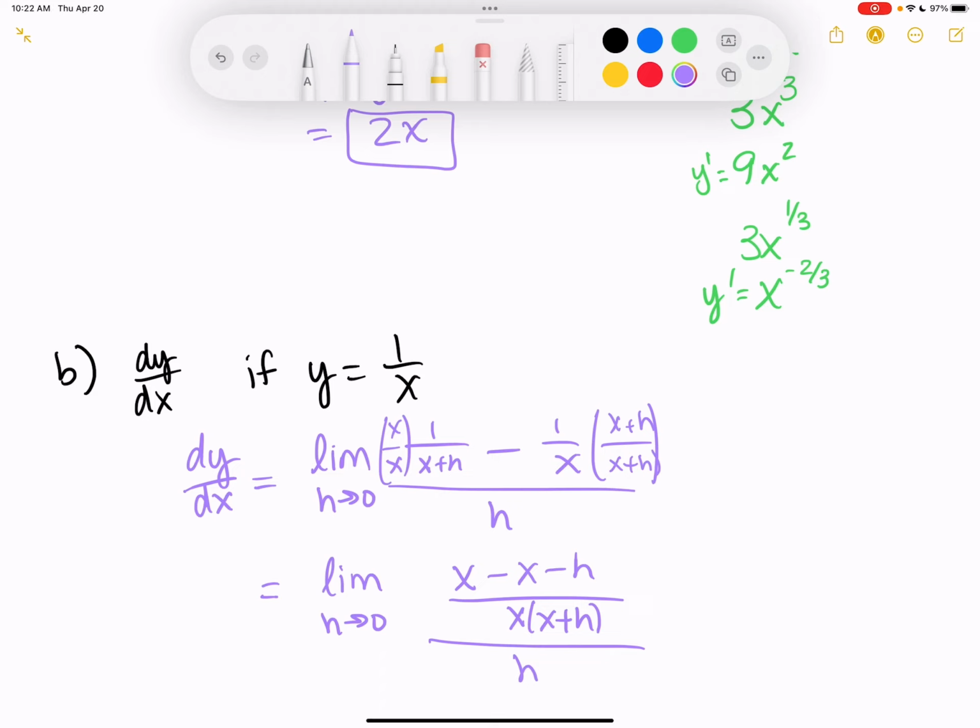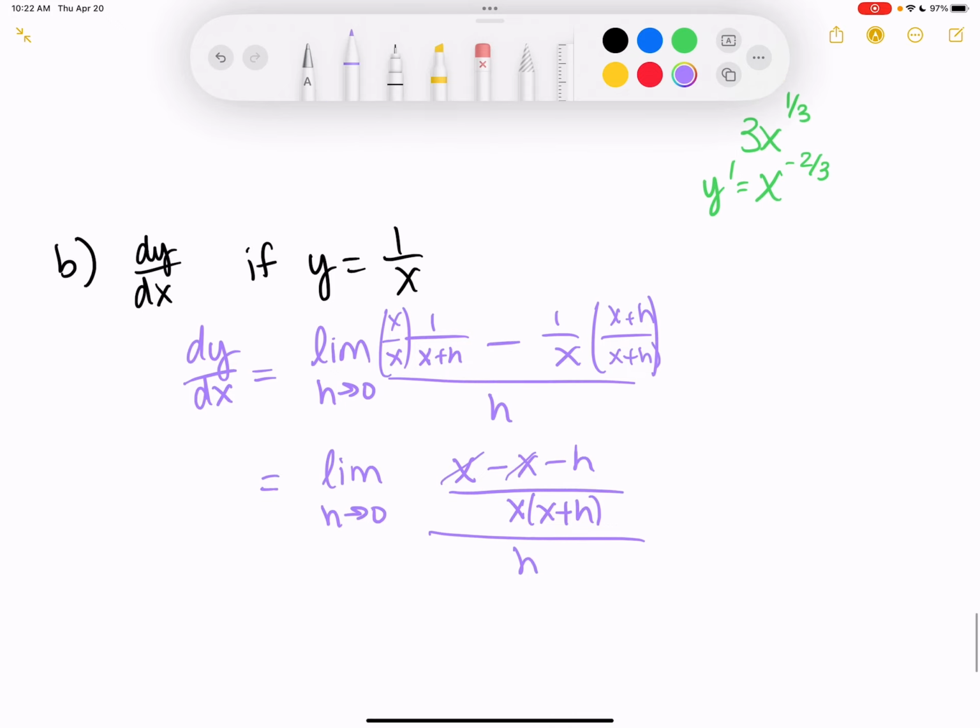So on top, x minus x, so that goes away. Okay, dividing by h is the same as multiplying by 1 over h. It's not a fraction on the bottom. So as h approaches 0, I have negative h over x times x plus h times, now I don't want to divide again, so that's why I'm going to write it as 1 over h. So my h on top and this one over here on the bottom cancel.